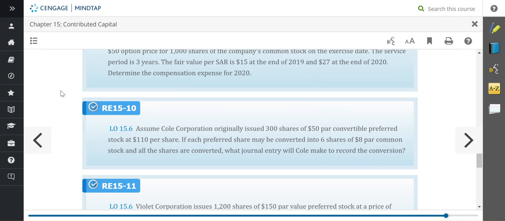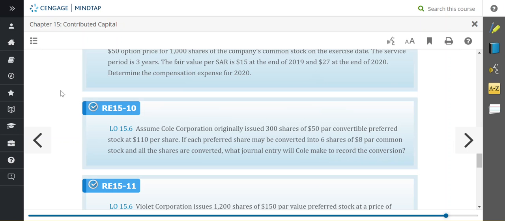In this example video, we're going to look at review exercise 15-10, which is dealing with convertible stock. It tells us to assume that Kohl Corporation originally issued 300 shares of $50 par convertible preferred stock at $110 per share. If each preferred share may be converted into 6 shares of $8 par common stock, and all the shares were converted, what journal entry will Kohl make to record this conversion?